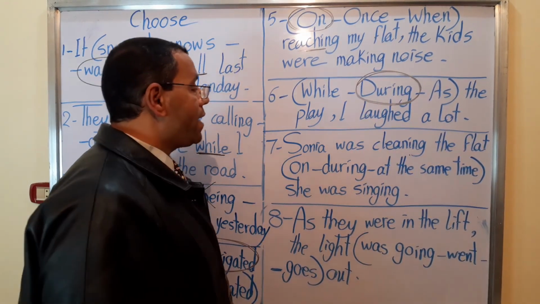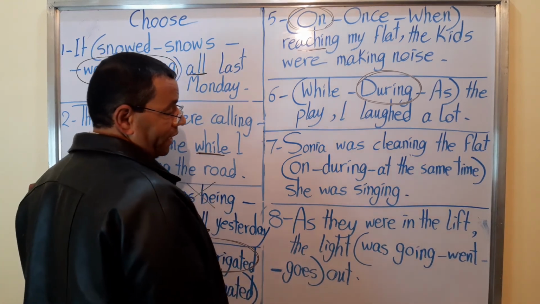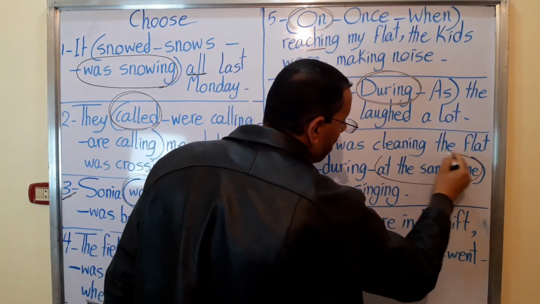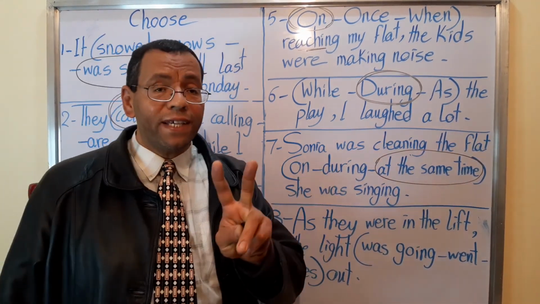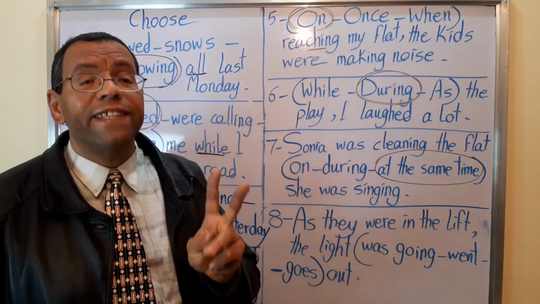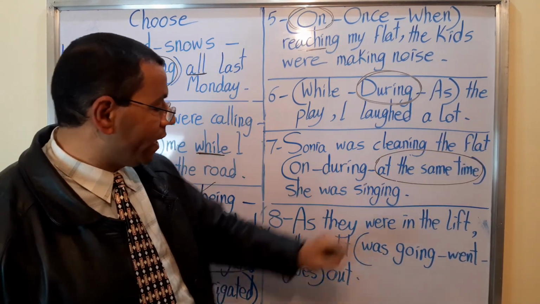Sonia was cleaning the flat. She was singing at the same time, because Sonia was doing two things simultaneously, at the same time. Sonia was cleaning the flat and she was singing at the same time.